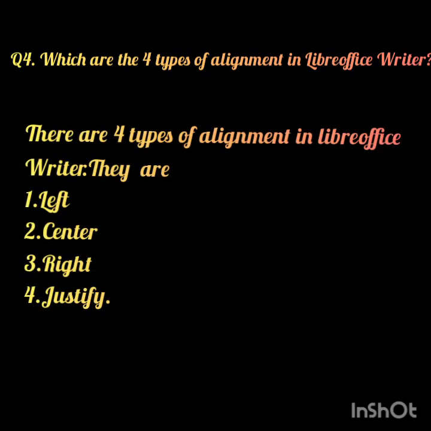Question number 4. Which are the 4 types of alignment in LibreOffice Writer? Answer number 4. There are 4 types of alignment in LibreOffice Writer. They are left, center, right, and justify.